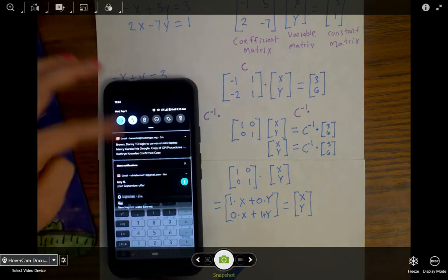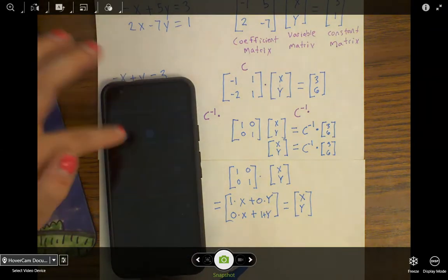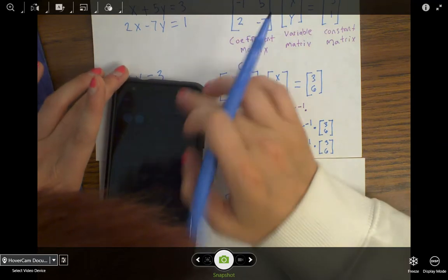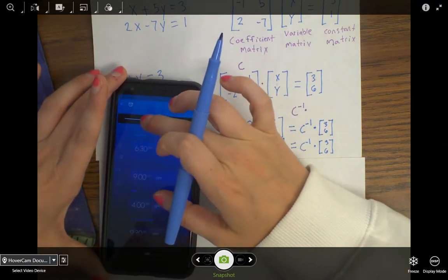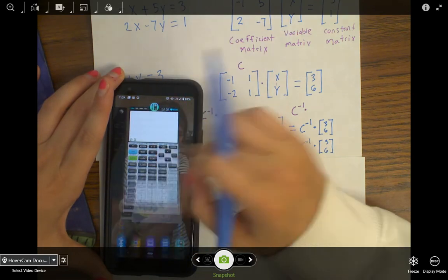Let's turn down my brightness. So then hopefully, too dark. Did that help a little bit?